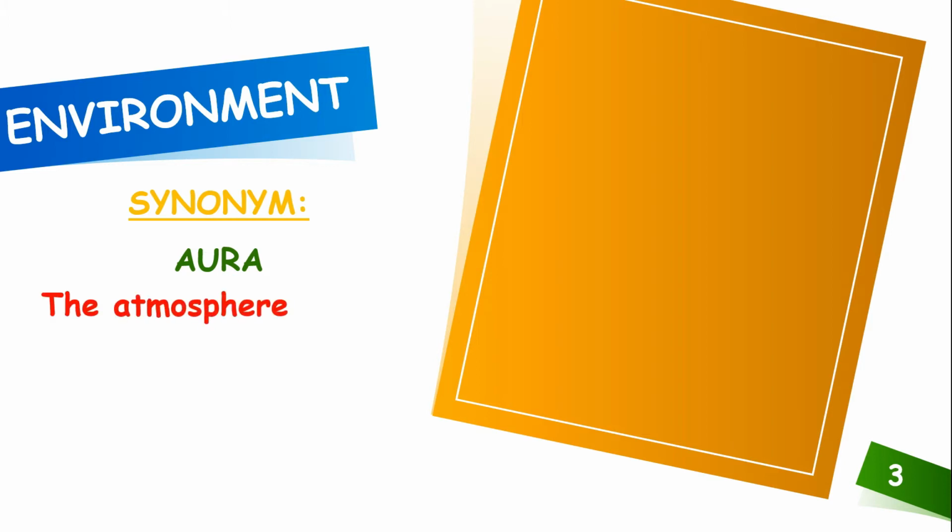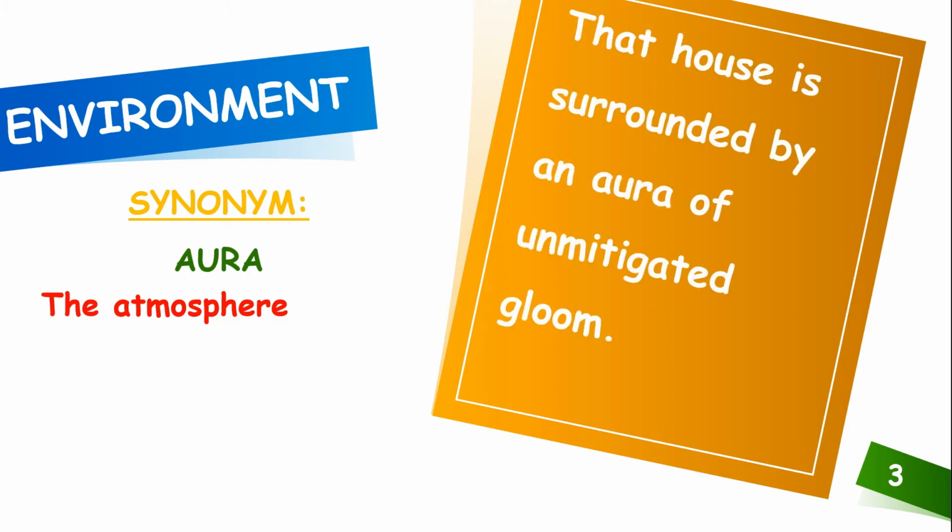The third synonym of the word environment is aura. The atmosphere in our environment is described as aura. Now, let us see how to use this word in a sentence where it means environment. The sentence goes like this. That house is surrounded by an aura of unmitigated gloom. This sentence means that the house had a gloomy atmosphere or environment around it.